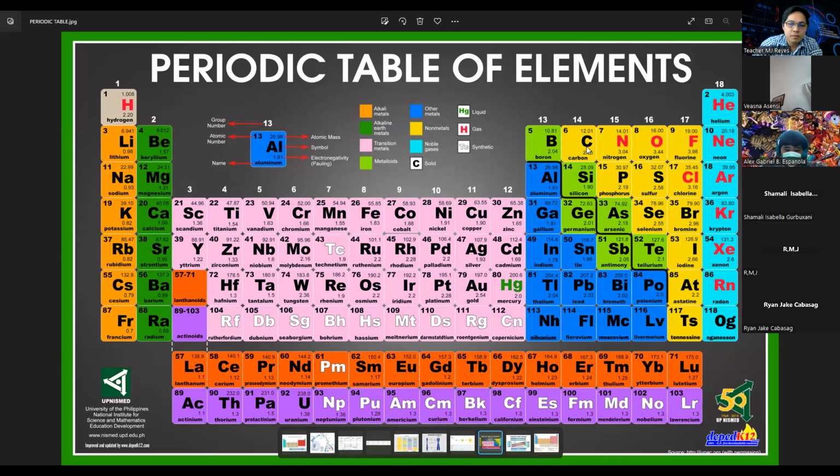Group 4A is what we call the carbon family because it started with carbon. Group 5A is the nitrogen family. It started with nitrogen here. Group 6A is oxygen family. So if oxygen is in here, it started with oxygen. Group 7A is called the halogen family under fluorine. And group 8A is considered as the noble gases, from helium going to oganesson.